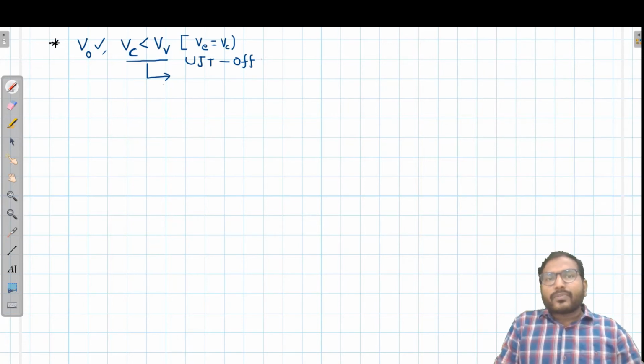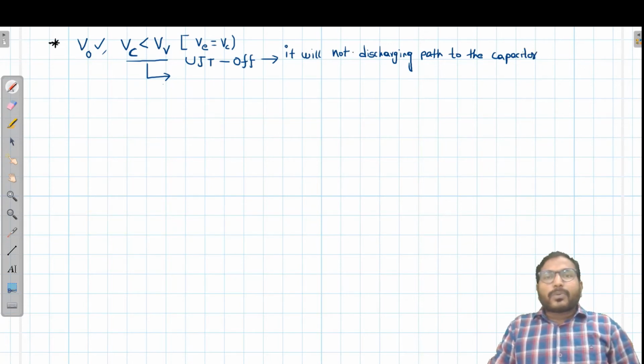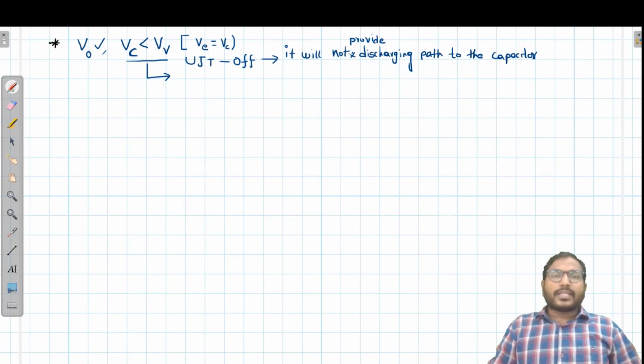Once the UJT turns off, it will not provide a discharging path to the capacitor. That means the capacitor stops its discharging.